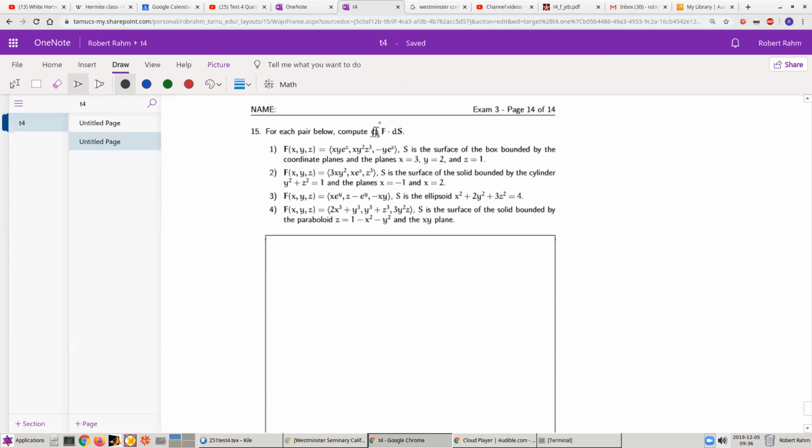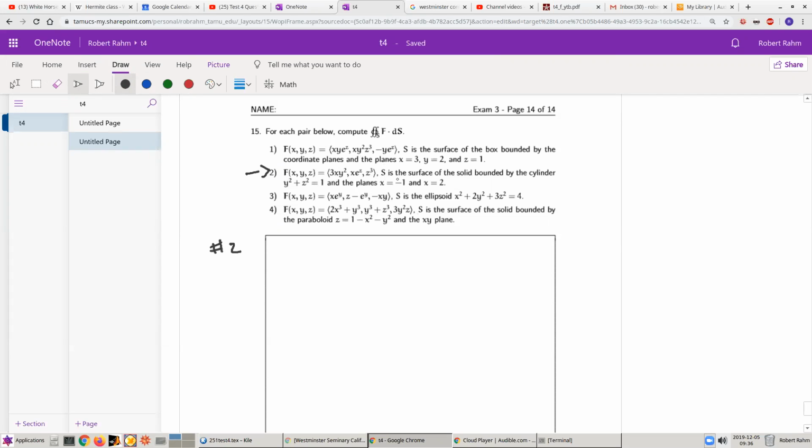Okay, so we're going to do number 2. I've already done number 1 and 4. So I'm going to do number 2 and 3, and number 2 first. S is the surface of the solid bounded by this cylinder and these planes. This is a cylinder along the x-axis, and we have the planes x equals -1 and x equals 2.